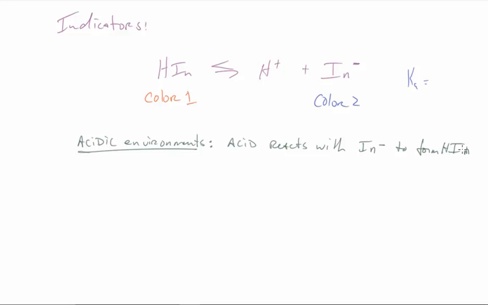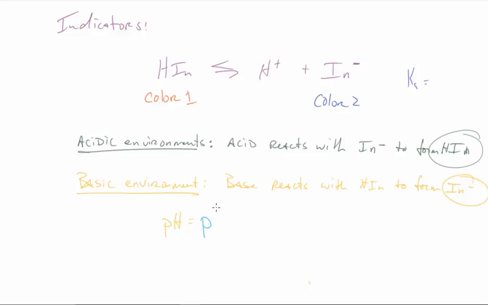So if I'm in an acidic solution, in this particular case, I'm going to be orange, because I'll have a predominance of HIn, right? Okay, so in a basic environment, the base in the solution will react with the HIn, the acid form of the indicator, and form In minus. And so now I've got a predominance of In minus, and in this particular case, I would expect my solution to be blue.